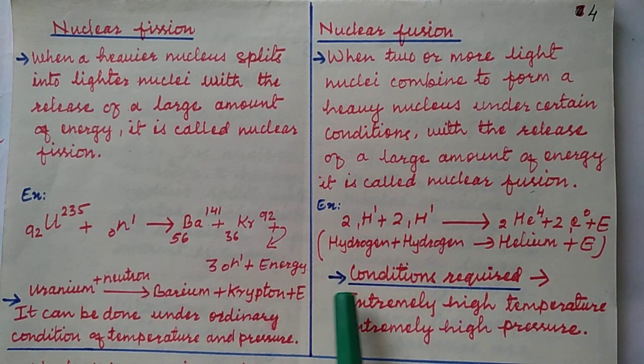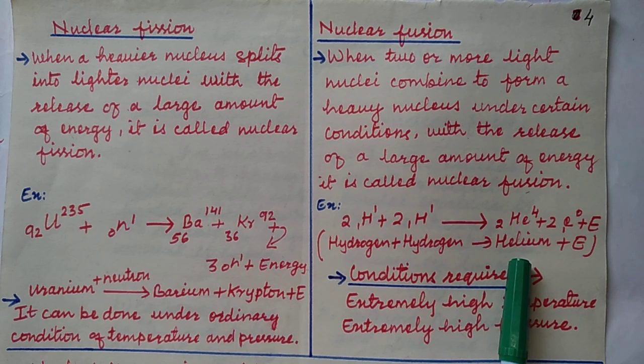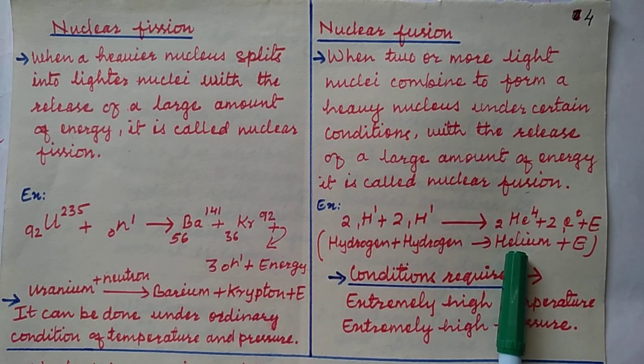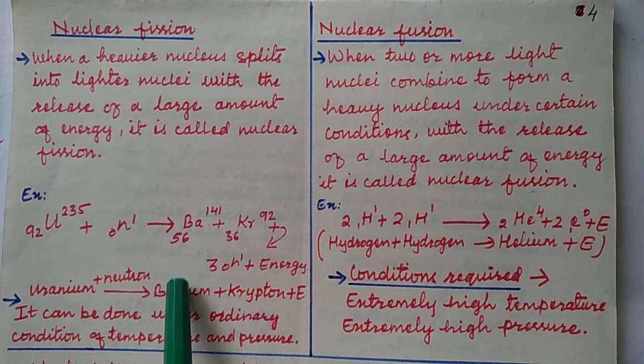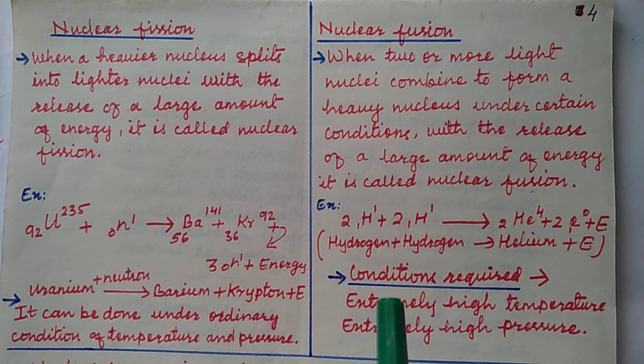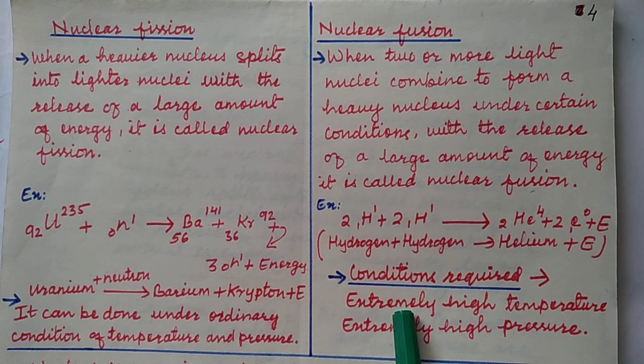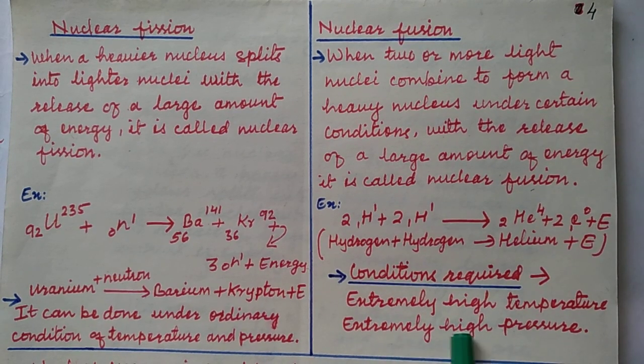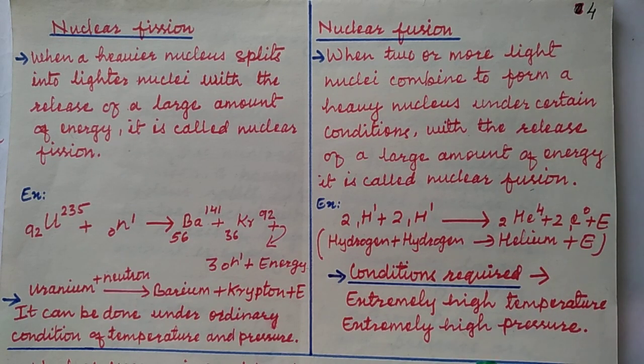Okay, so this is a word equation I have written here for easier understanding, and this is also a word equation, whereas this is a chemical equation. So, conditions required for fusion reactions: special conditions are needed. These are extremely high temperature and extremely high pressure, which are present in the sun. These conditions are available in the sun.